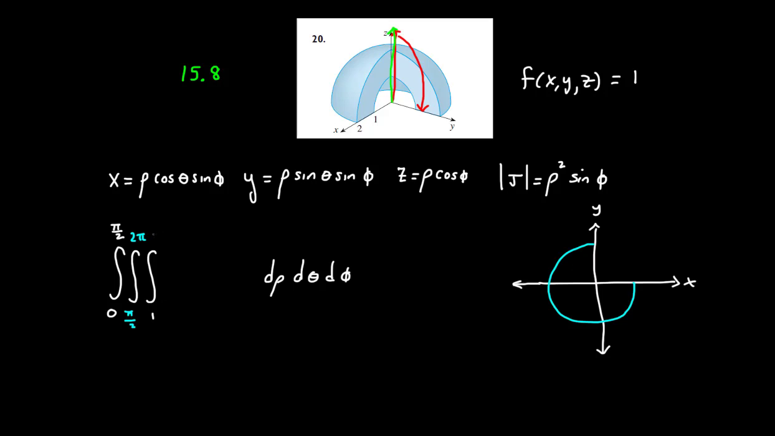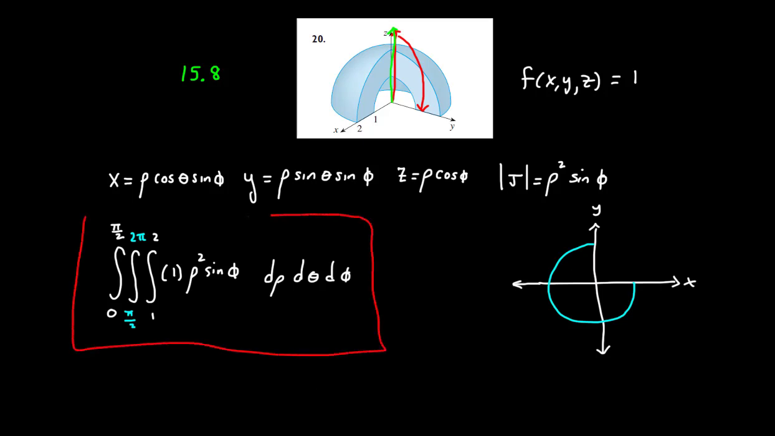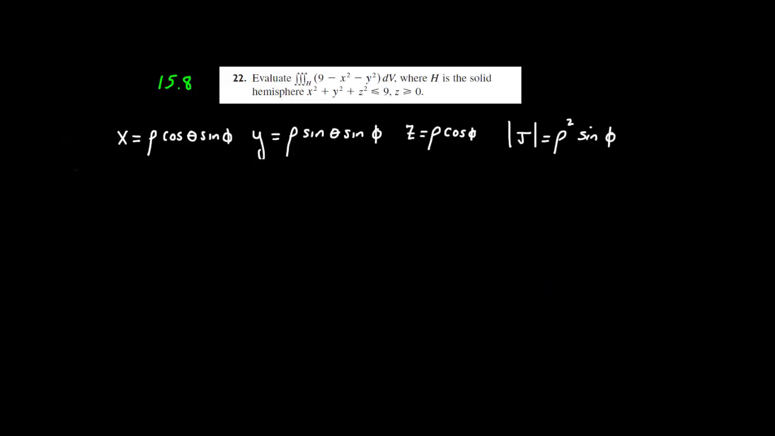And then rho, the respective radii of the spheres, is going to go from rho equals 1 to rho equals 2. And since we're looking at volume, we have this is 1, but we do need the absolute value of the Jacobian, which is equal to that. So there we go. This particular triple integral would give us the volume of the solid illustrated in example number 20 from 15.8.